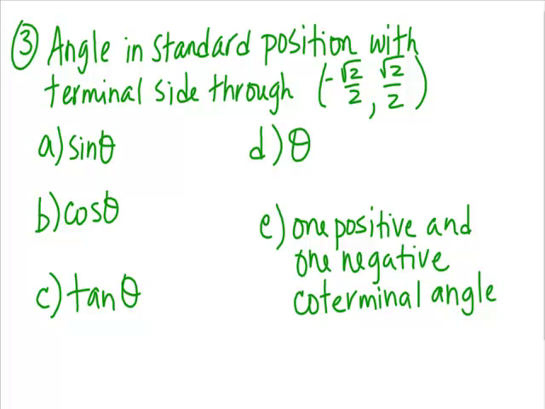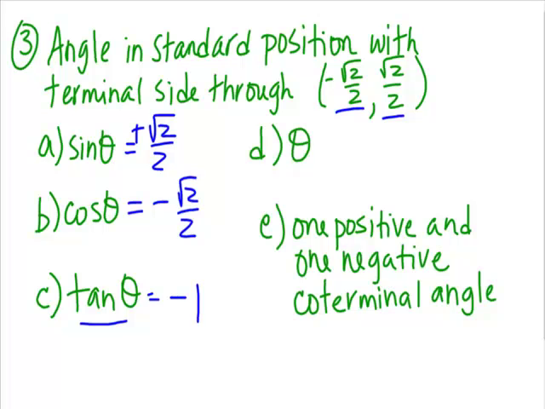Okay, angle and standard position terminal side goes to the point negative radical 2 over 2, radical 2 over 2. So hopefully at this point you realize we are on the unit circle with these values. And so the sine, as we have learned, is just going to be the y value. The cosine, as we have learned, is going to be the x value. And the tangent is going to be the sine divided by the cosine. So we have a positive radical 2 over 2 divided by a negative radical 2 over 2, which would give us negative 1.